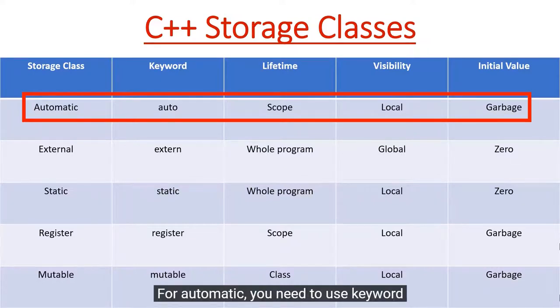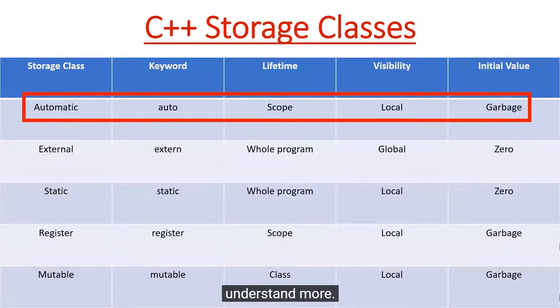For automatic, you need to use the keyword auto, and the lifetime of this variable is within the scope. That means within a scope the variable will be created, and when the control comes out of the scope, this variable will be destroyed, and the visibility is local. And the initial value will be garbage value. If you don't initialize anything, then by default a garbage value will be assigned to this variable. Now let's do the practical for this to understand more.